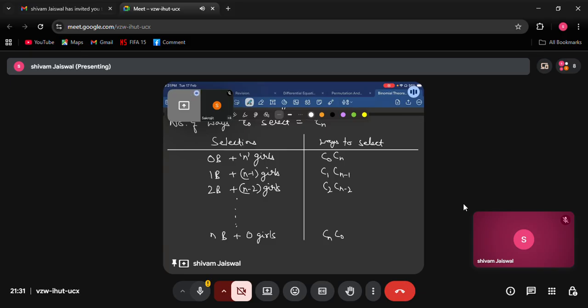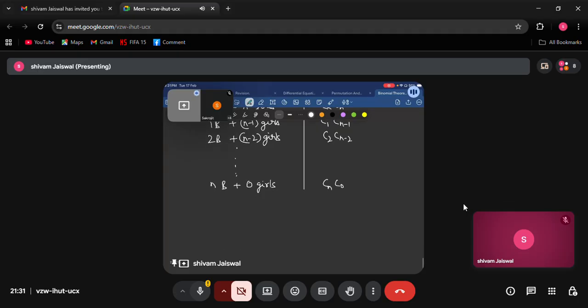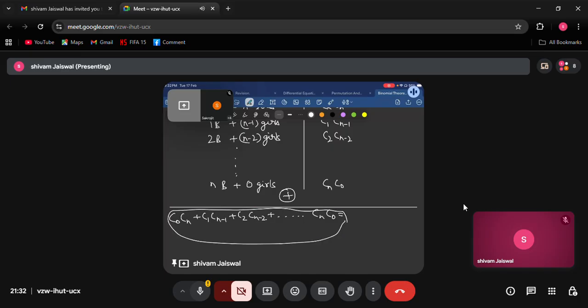Is there any other possible way? Have I mentioned all of them? Yes, sir. Okay. So either case one will happen, case two will happen, or the nth case will happen. So when you add, what are you getting? You are going to get C0 into Cn plus C1 into Cn minus 1 plus C2 into Cn minus 2 plus and so on, plus Cn into C0. This will be equal to 2n Cn. Both are same.